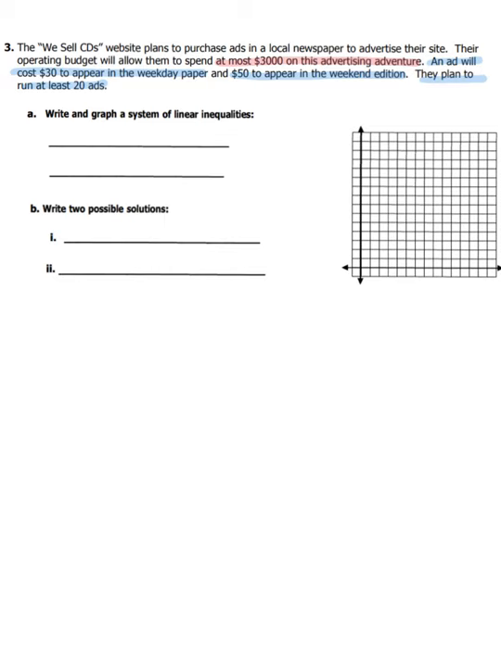All right, so let's first identify our variables. We have a weekday paper to put an ad in, so I'll let that be X. So X is the weekday paper. And we'll let Y be the weekend edition of this paper.